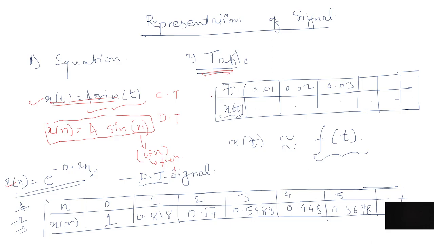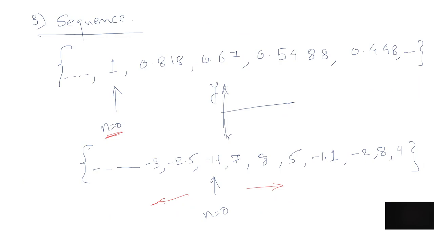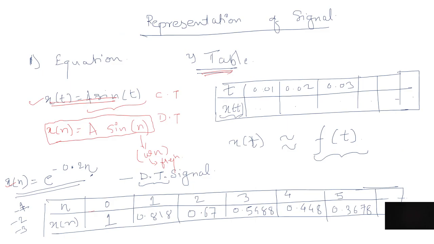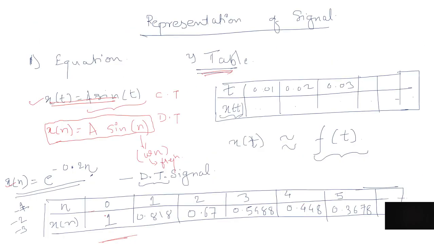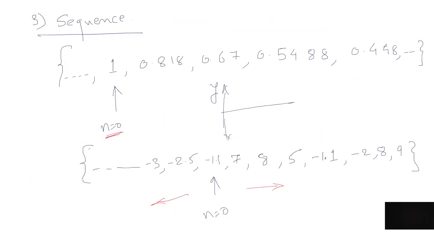The second representation which we saw was the table. Just by putting the values of n, we found out the values of x of n, and once I write that in a table, it is a tabular form. Afterwards, we saw the sequence. The same signal which I had represented in the form of a table. Here I had told you that the value of n can be negative also, so this signal will be extending in the negative direction also, right?